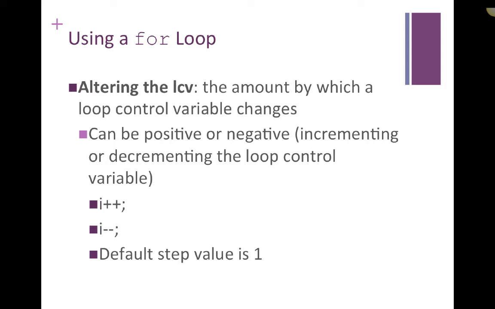As I mentioned earlier, the changing of the loop control variable can be positive or negative. You can use the i++ or the i--, but usually the default value is 1 unless there's some reason why you need to go by evens or odds, so that you're not getting every value but every other value.